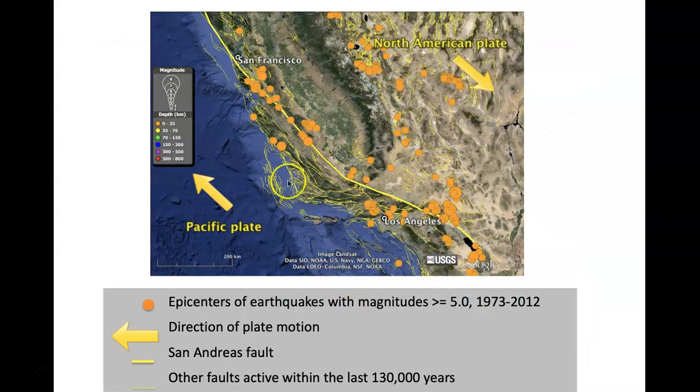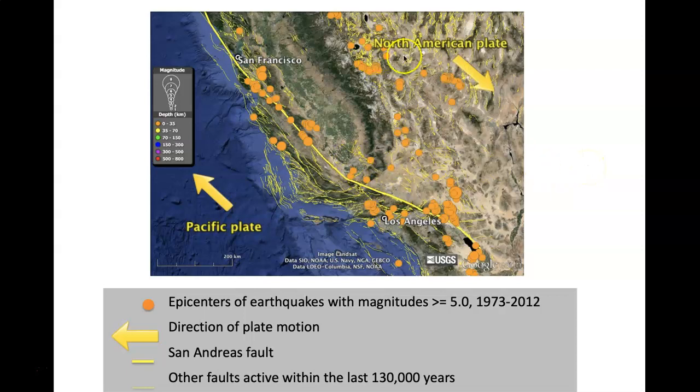Here's a picture of part of California. This is in yellow, the main trace of the San Andreas. Again, here's San Francisco and Los Angeles. And everything in orange is the epicenter, or the place where an earthquake initiated for earthquakes of magnitude 5 or greater between 1973 and 2012. And the large yellow arrows are showing the directions of the 2 plates, the North American and Pacific plates.